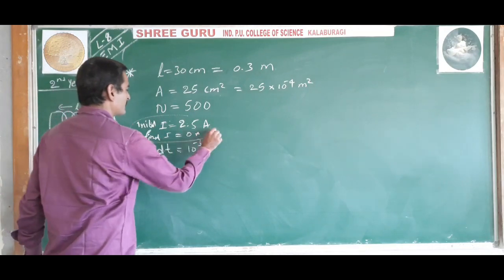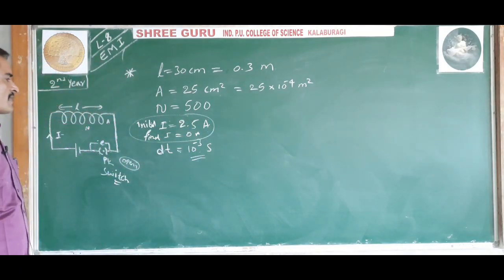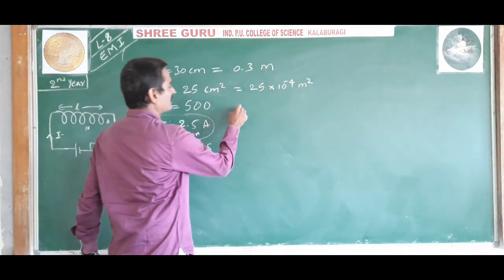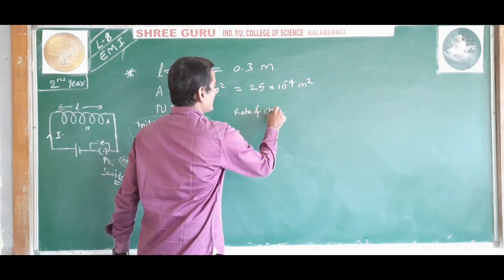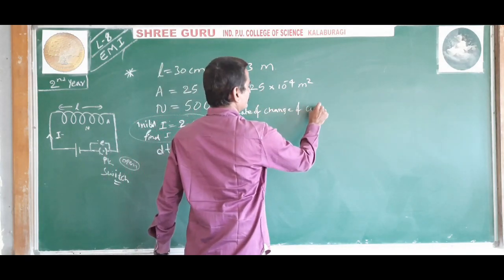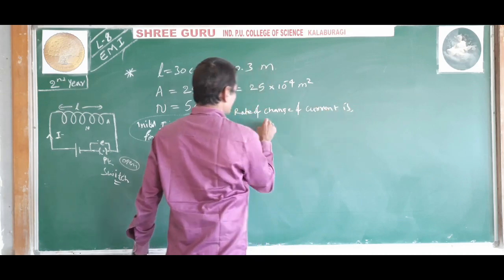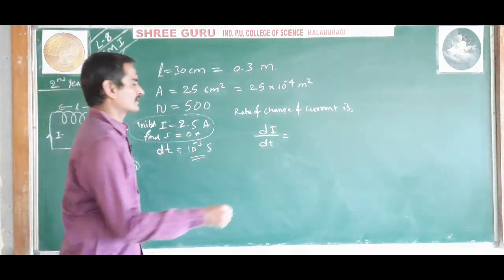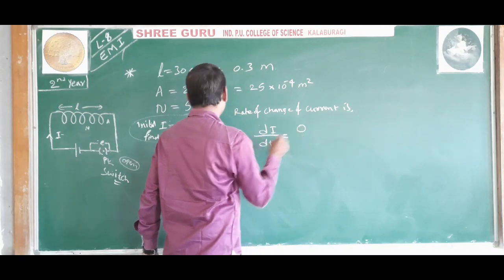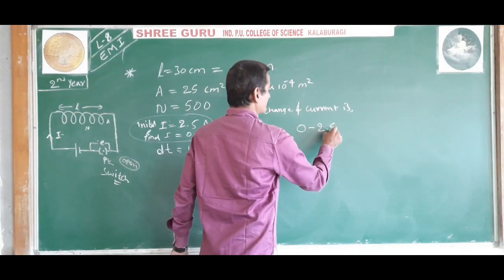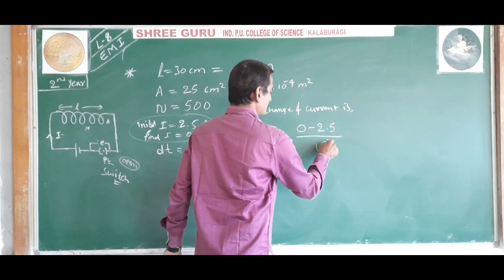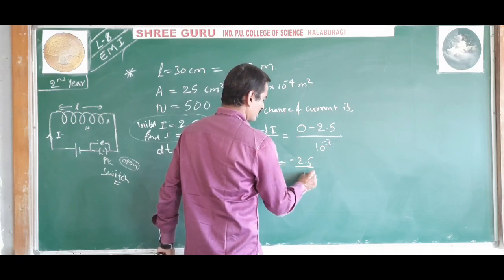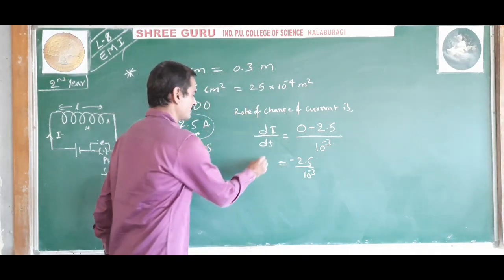And the current changes from where to where? From 25 ampere to 0 ampere. That is, the final current is 0 ampere, initially it is 25, in a time period. So now the rate of change of current, that is di by dt. How to calculate? Di is nothing but the change in current, final current minus initial current. Change in current is final 0 minus initial 25, divided by the time taken, 10 to the power minus 3. So minus 25 divided by 10 to the power minus 3. This is the value of di by dt.